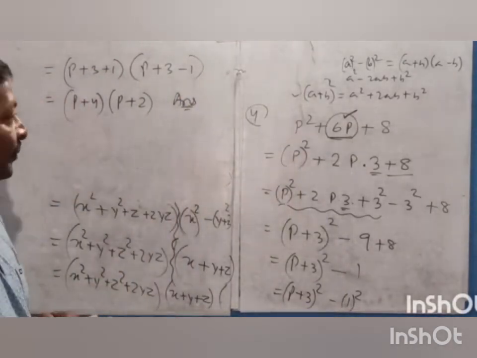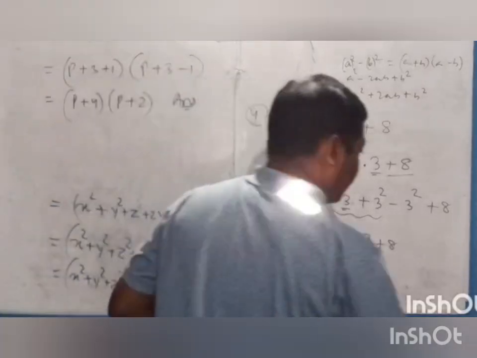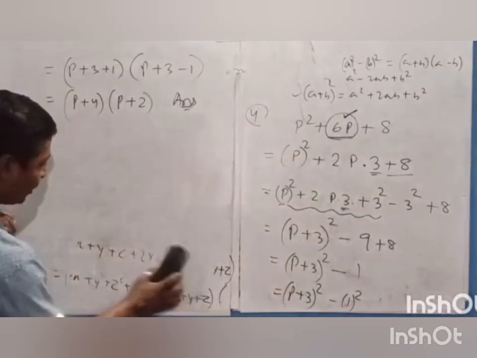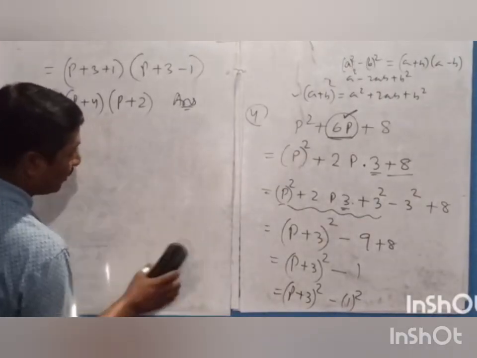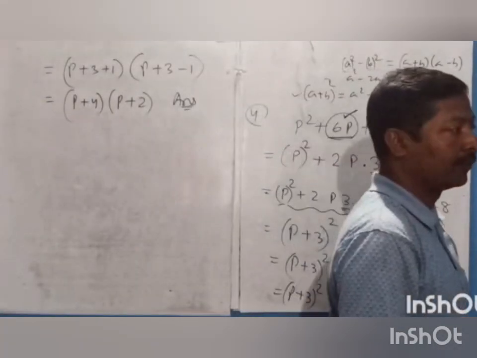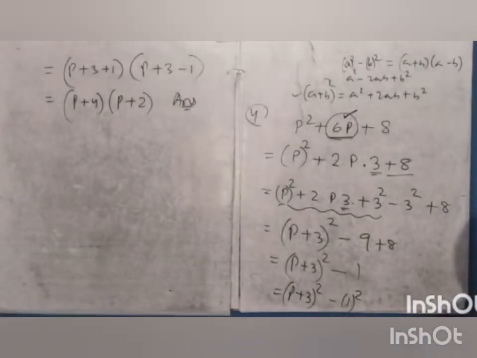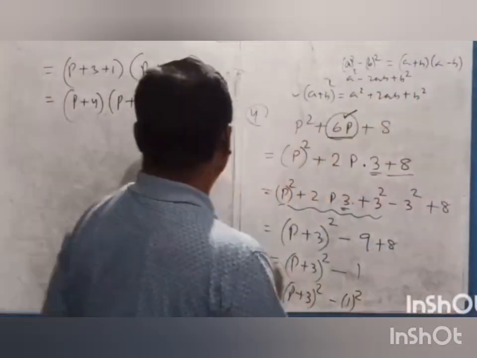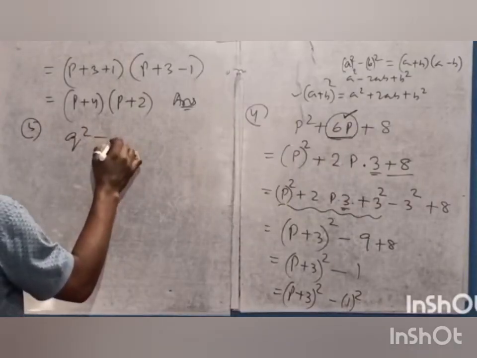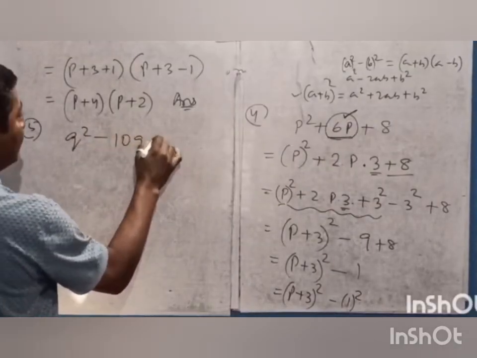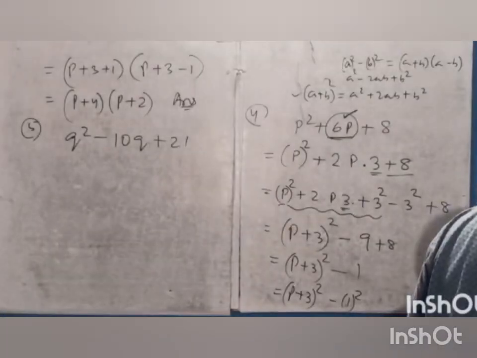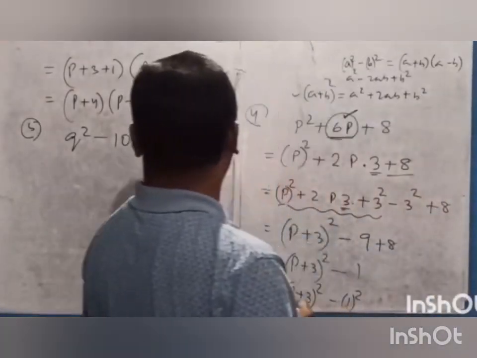Okay. If you could not understand this one, let's proceed with another such type of example. Shall we? Okay. Q square minus 10q plus 21. Let me verify the question once again. Q square minus 10q plus 21.